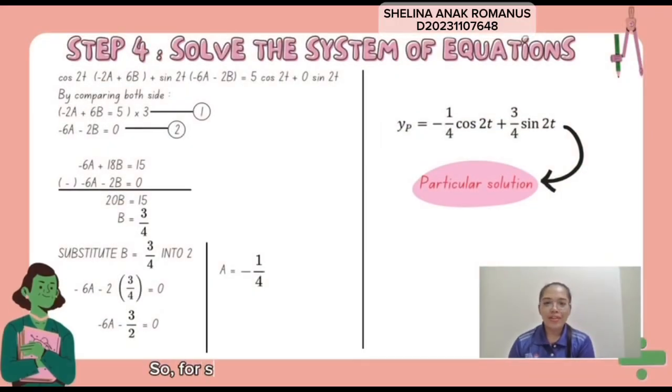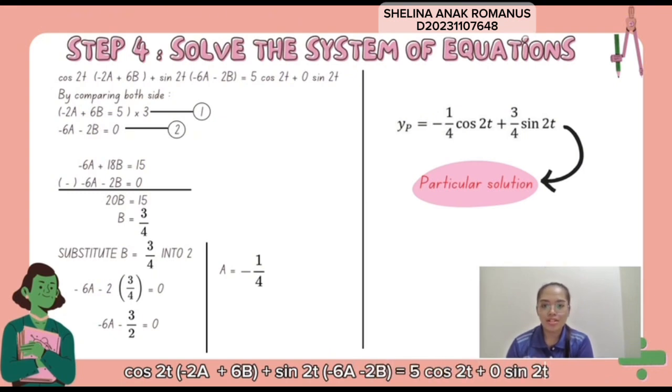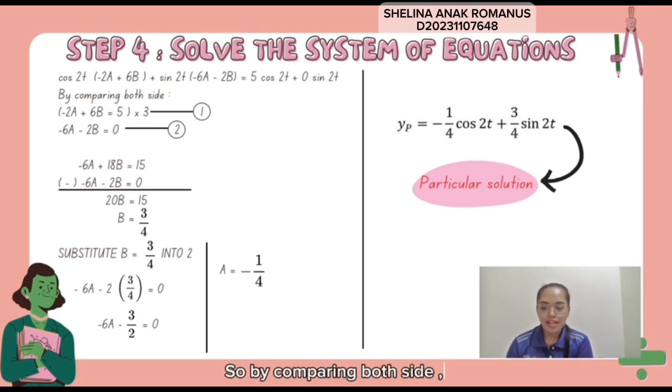So for step 4, solve the system of equations. The equation that we get from the previous step is cos 2t (-2A plus 6B) plus sin 2t (-6A minus 2B) equals 5 cos 2t plus 0 sin 2t. So by comparing both sides, we get -2A plus 6B equals 5 for equation 1 and -6A minus 2B equals 0 for equation 2.